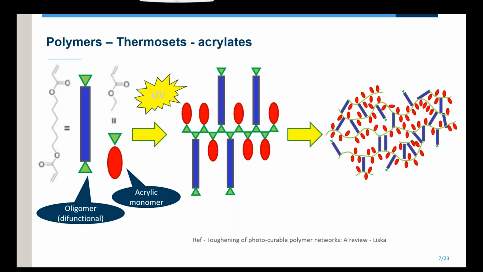So our polymers are acrylic polymers. I'm on organic chemistry, so I had to put in a little bit of organic chemistry. We have several types of monomers and sometimes, not always, some difunctional oligomers. We UV cure them, so we get a chain. I will talk a little bit about this process in a minute. And then at the end of the process, we get a network or a cross-linked polymer.